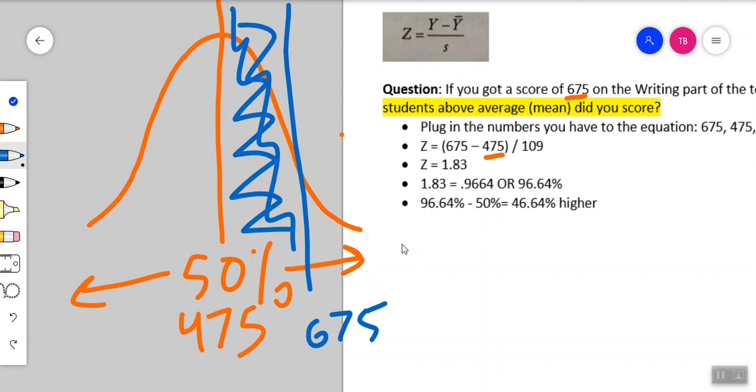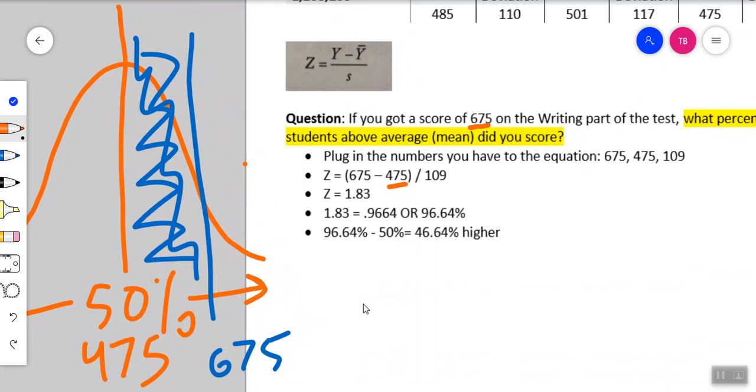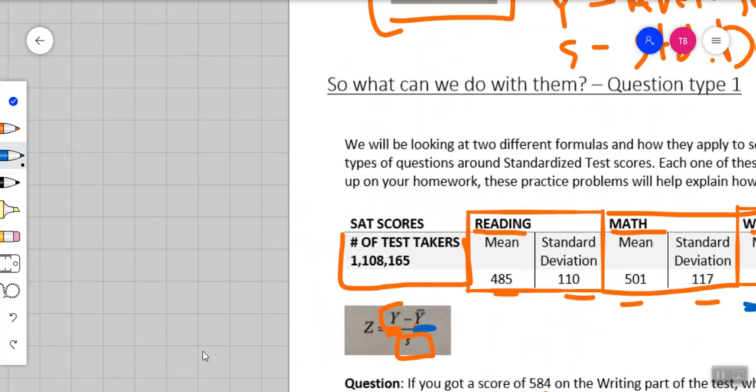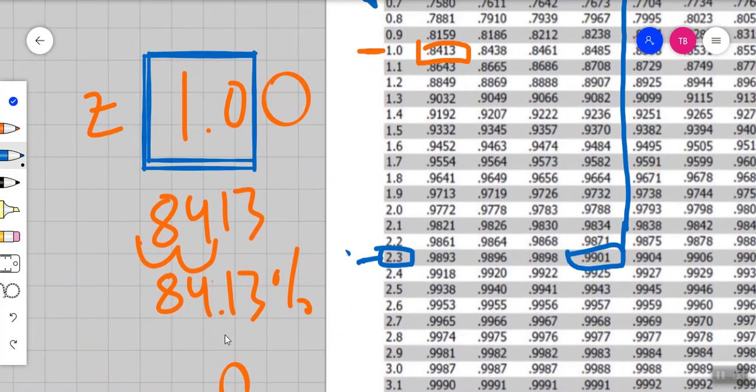Sometimes it's helpful, and you'll see why, to draw it out each time. So we're going to plug our numbers in. We have the score of 675, which is our score. The average is 475, and all I'm doing is taking that from up over here, because it's the writing part of the test, and it's the same thing, the standard deviation of 109. If we look those up, you get a z-score of 1.83. Let's go up on top and look that up, 1.83, because we want to find out what percentage that is. I'm going to scroll back up to our little part up here.